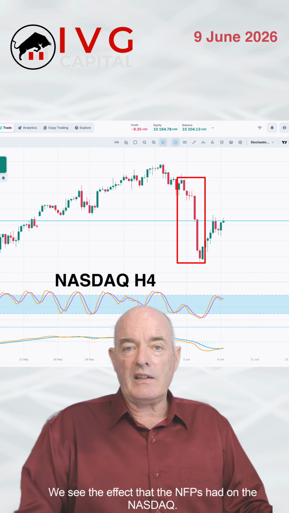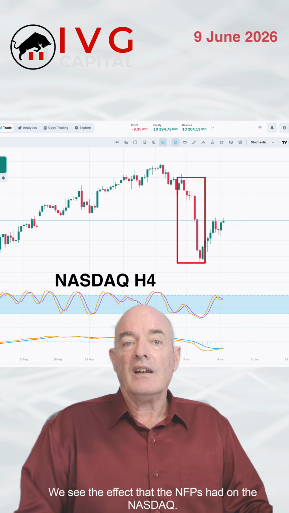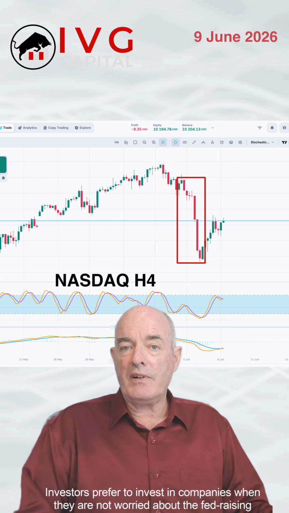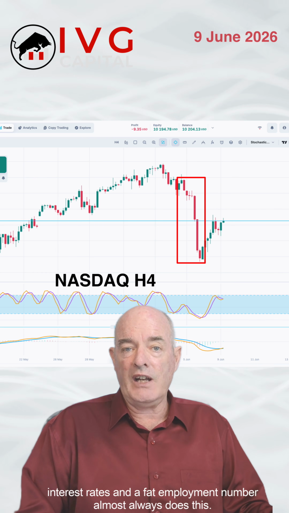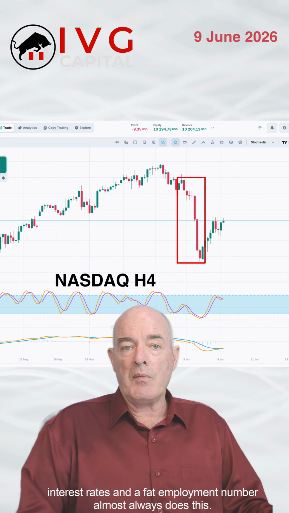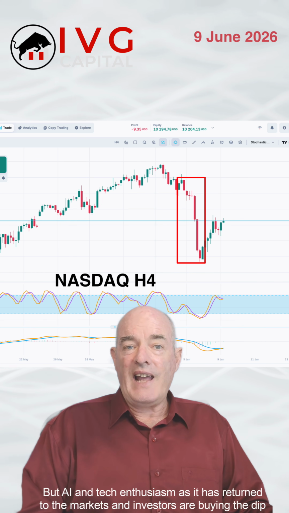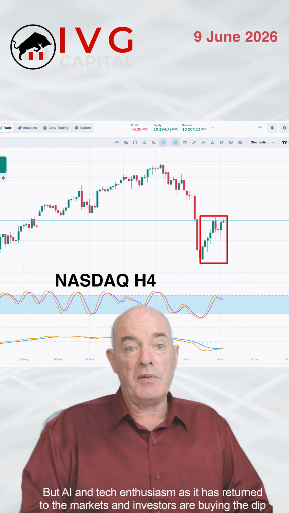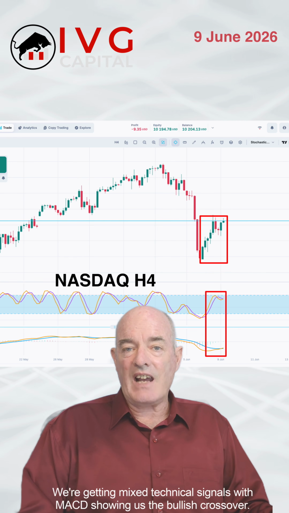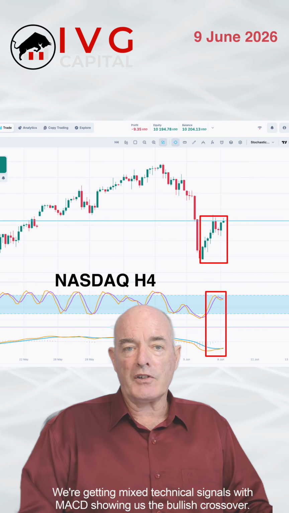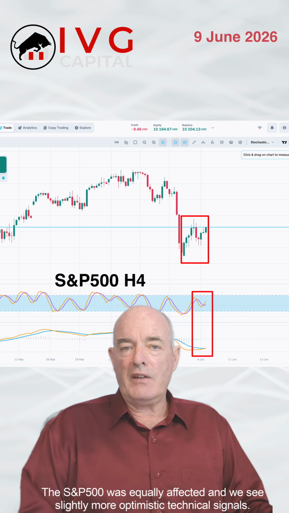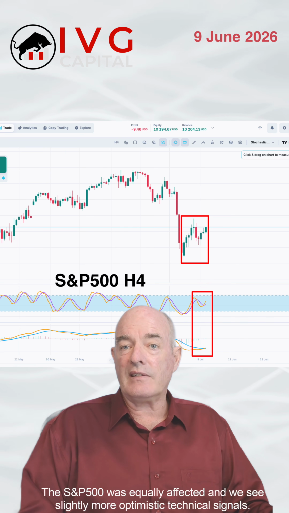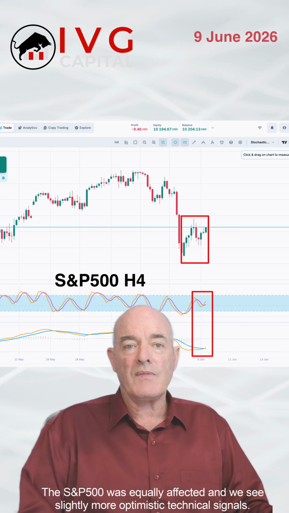We see the effect that the NFPs had on the NASDAQ. Investors prefer to invest in companies when they are not worried about the Fed raising interest rates, and a fat employment number almost always does this. But AI and tech enthusiasm has returned to the markets, and investors are buying the dip here too. We're getting mixed technical signals with MACD showing us a bullish crossover. The S&P 500 was equally affected, and we see slightly more optimistic technical signals.